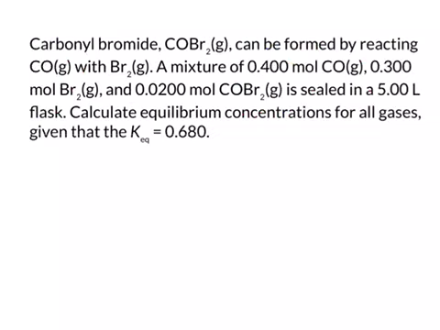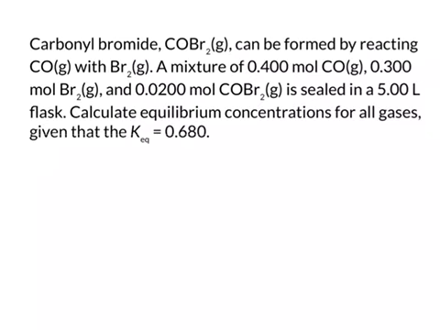For this next problem, we're going to be doing something a little bit different. So we have carbonyl bromide, COBr2 gas, can be formed by reacting carbon monoxide with bromine gas. A mixture of 0.400 moles of carbon monoxide, 0.300 moles of bromine, and 0.0200 moles of COBr2 is sealed in a 5-liter flask. So calculate the equilibrium concentrations for all gases given that Kc equals 0.680.